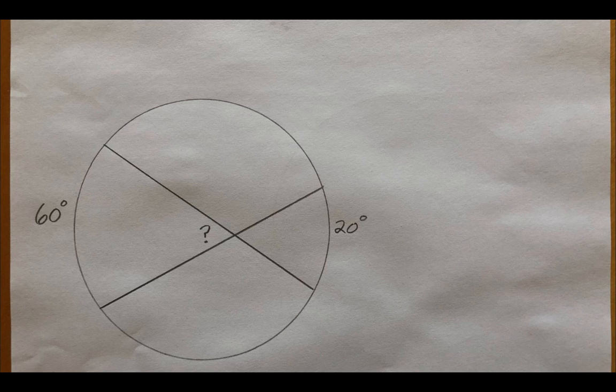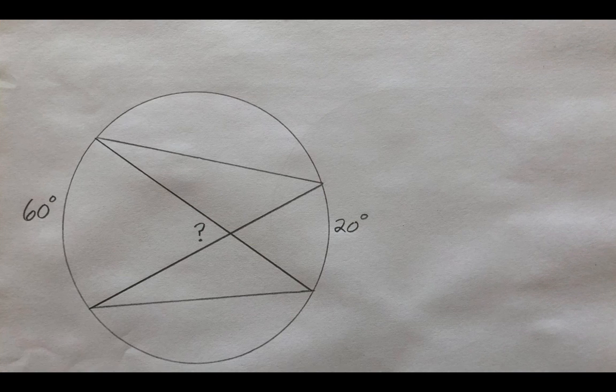Now, right now, you might be thinking, well, there's not really a whole lot of information here. We've got some lines, we've got a couple numbers, we've got a question mark. I don't really know what to do with this. Can't we go back to triangles? Triangles were easy. You know what? That's a good idea. Let's make some triangles by connecting the endpoints of those chords.